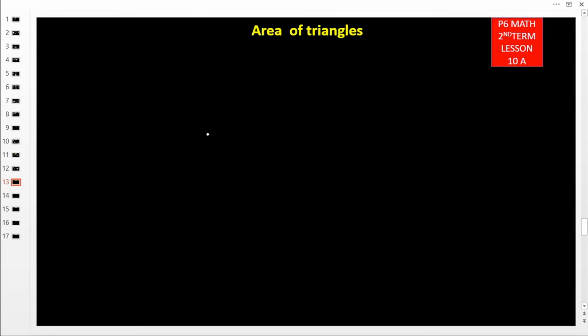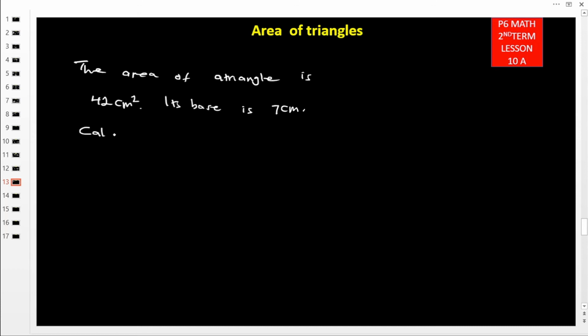Okay, so now let us look at another example here. They can tell us the area of a triangle in word form. The area of a triangle is 42 centimeters squared. Its base is 7 centimeters. Calculate its height. So they can give us this question. Here they have given us the area.